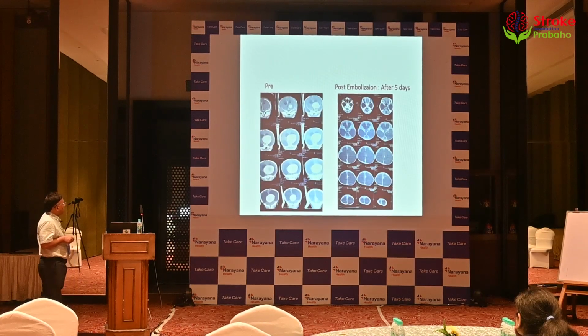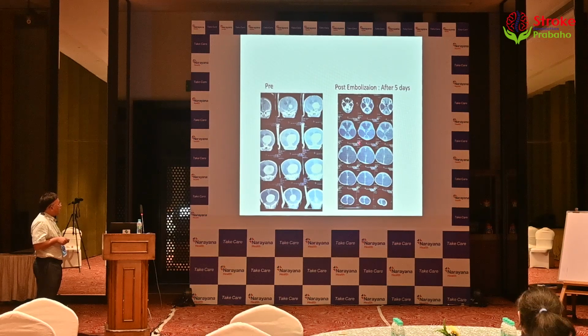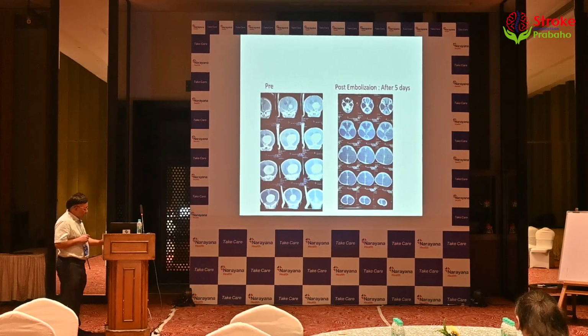So this is the pre-embolization CT and the post-embolization CT after 5 days. Now you can see this vein of Galen malformation has completely disappeared. There was a significant hydrocephalus, and ultimately a VP shunt was done.